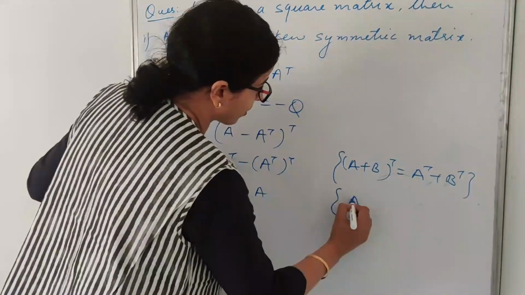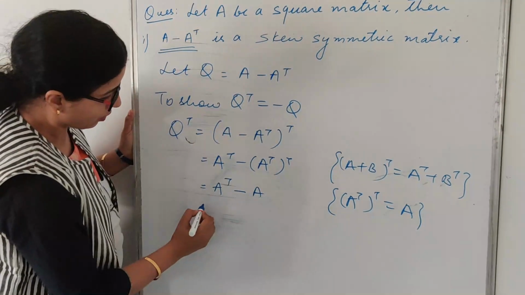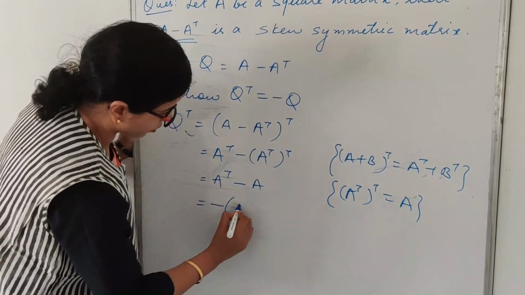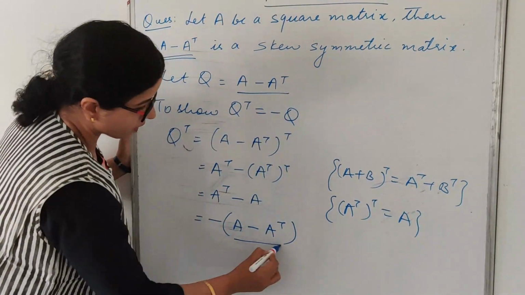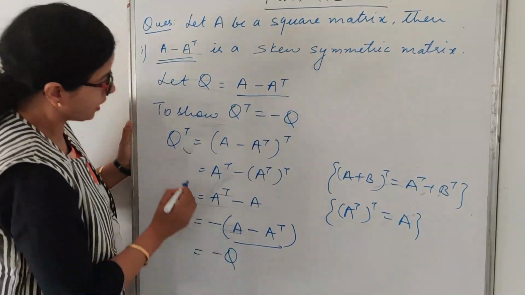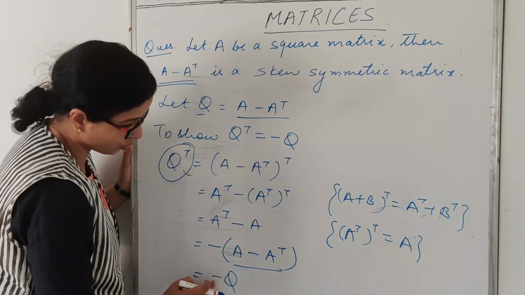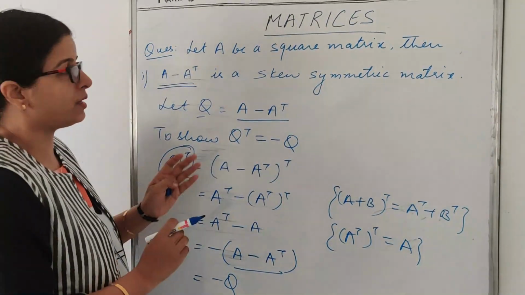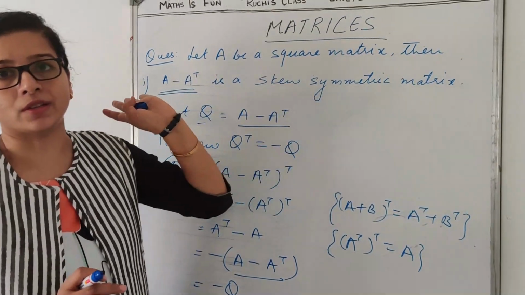Now A transpose transpose will become equal to A. Again we have used the property A transpose transpose is equal to A. Now take out the minus sign common here. So minus A minus A transpose, which is nothing but minus Q. So I have proved that the transpose of Q matrix is equal to minus Q. It means A minus A transpose is a skew symmetric matrix.